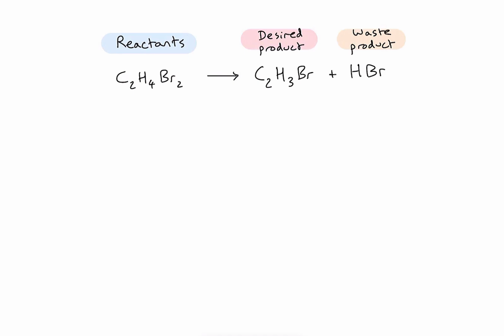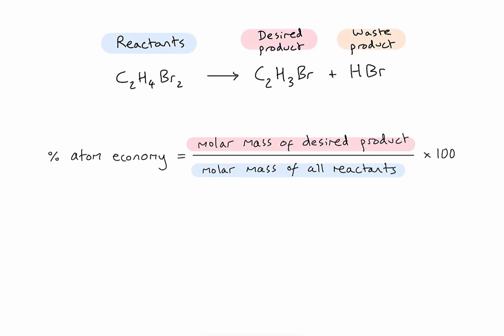So now using a very similar formula to calculate atom economy, and this is found in the data booklet. Obviously we're not dealing with Lego bricks this time, so we're trying to think about the atoms, and what we're actually going to use is the molar mass instead of the number of Lego bricks. So it's pretty much the same formula. I take the molar mass of my desired product, divide it by the molar mass of all of my reactants. In this case there's only one reactant. Multiply it by 100 to turn it into a percent.